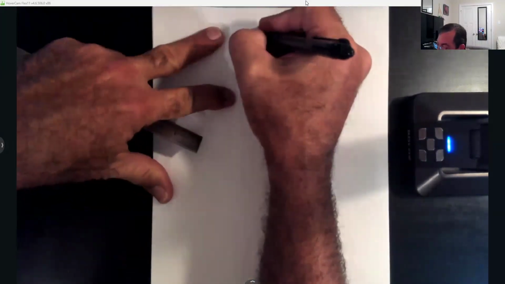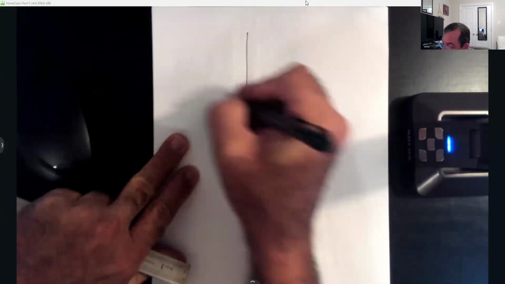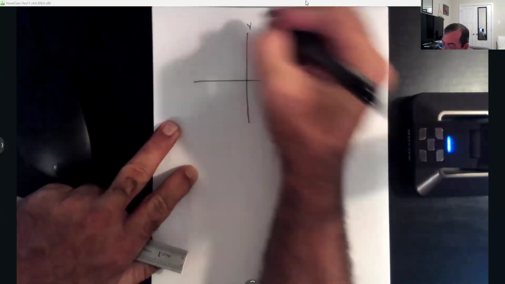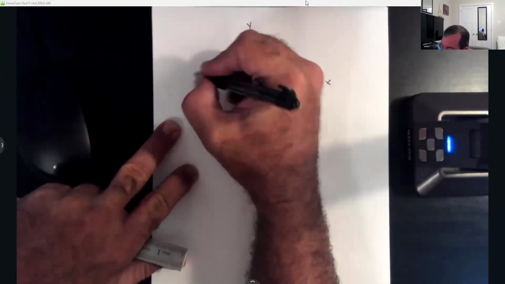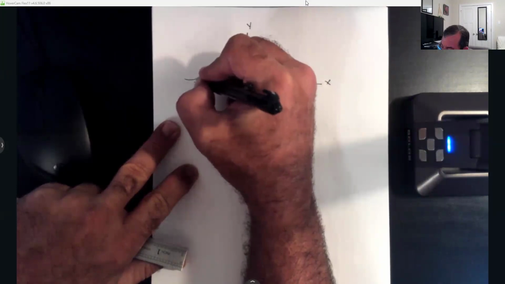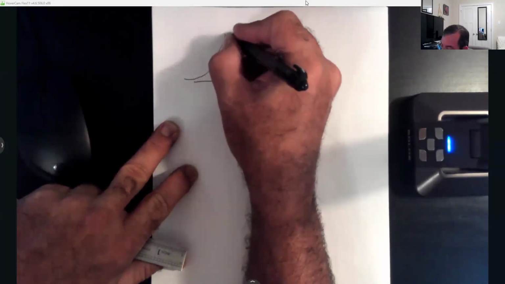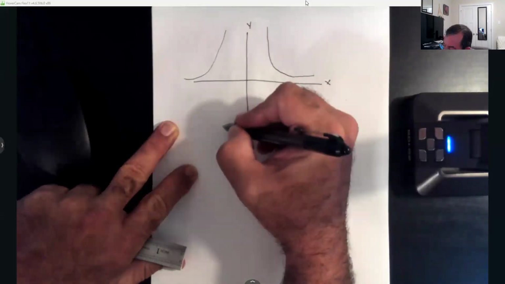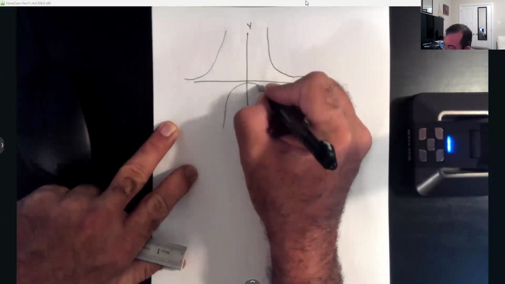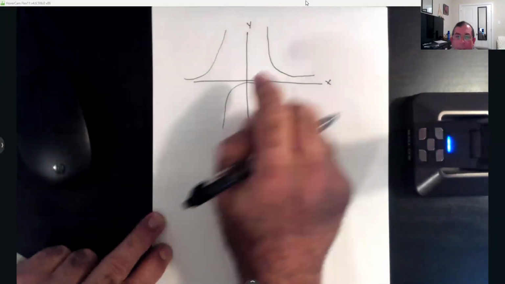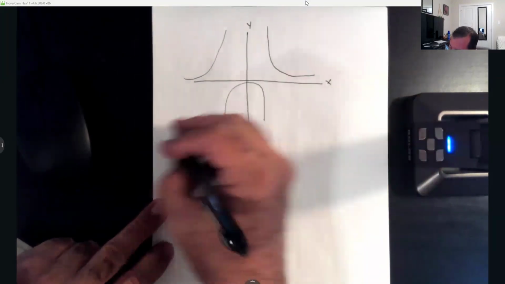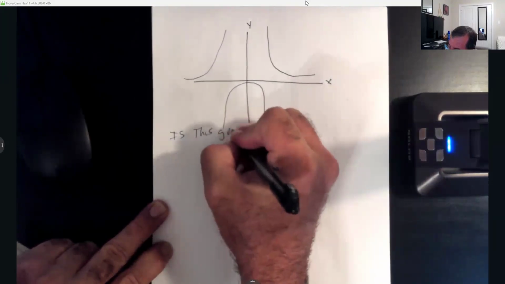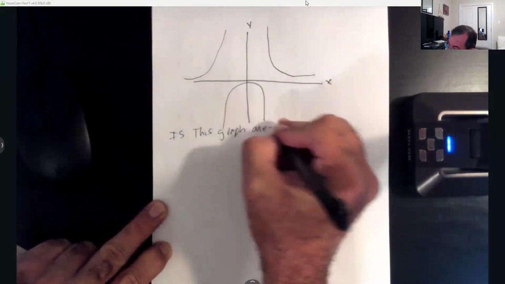Now, another one that's killing people. They want to know if this one's 1-to-1. I can't remember exactly what it looked like, but I think it's something like this. And then this part sort of went like this, I think. But this graph, they said, is this graph 1-to-1?